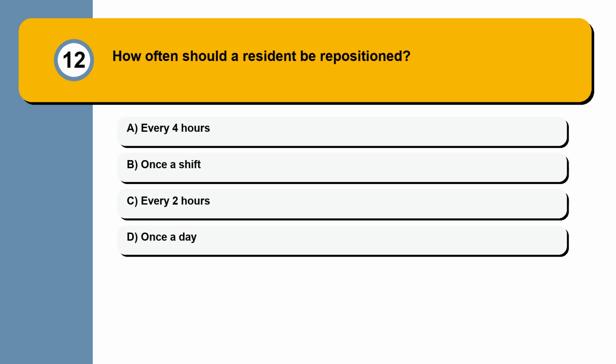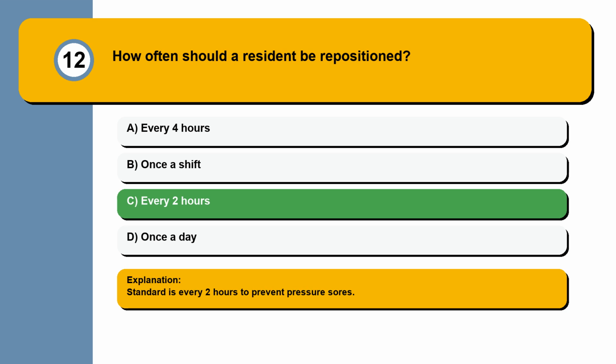Question 12. How often should a resident be repositioned? Every 4 hours. Once a shift. Every 2 hours. Once a day. Standard is every 2 hours to prevent pressure sores.